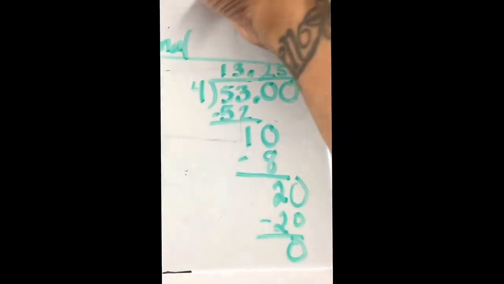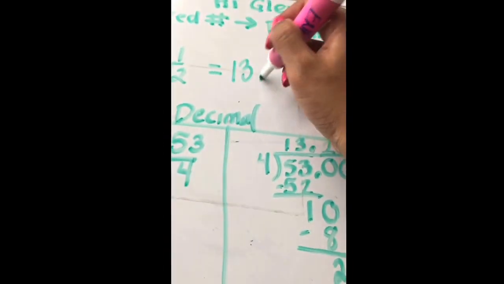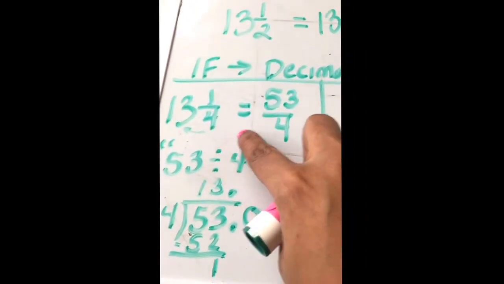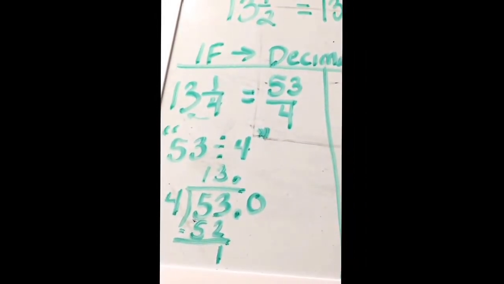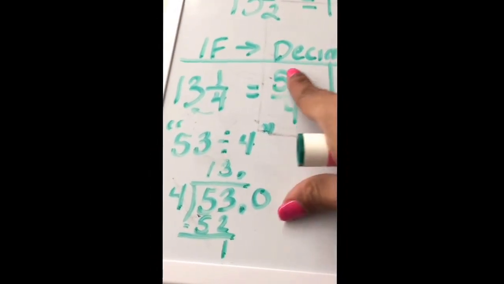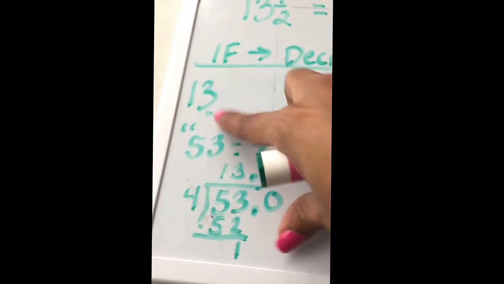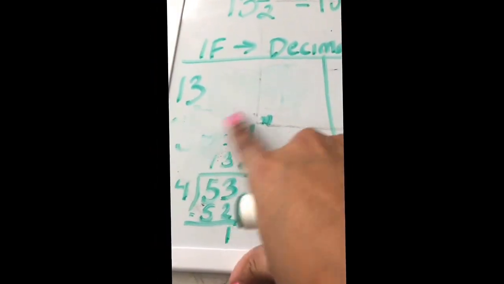That's one way I can do it. 13 and 25 hundredths. That's if you want to start by changing the mixed number to an improper fraction. The other thing I can see some kids doing is if I already know that 13 exists, it's already there, what if I just take the 1/4?